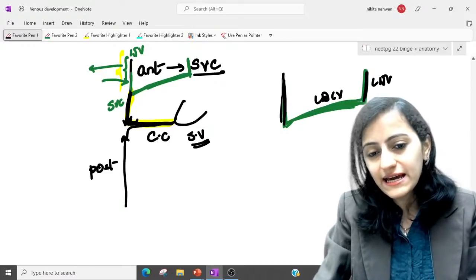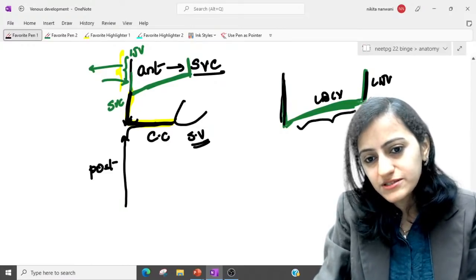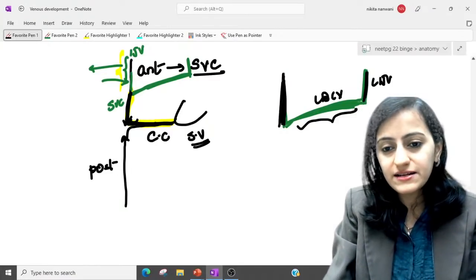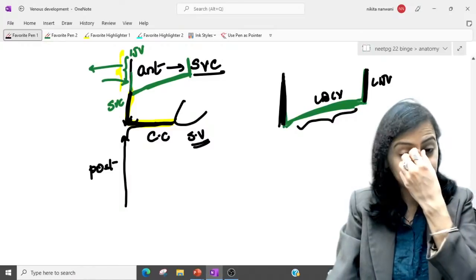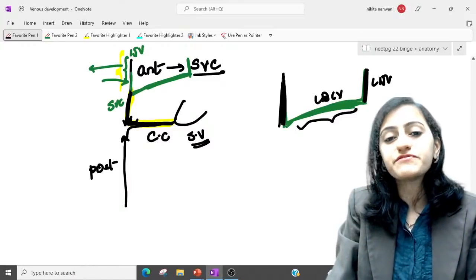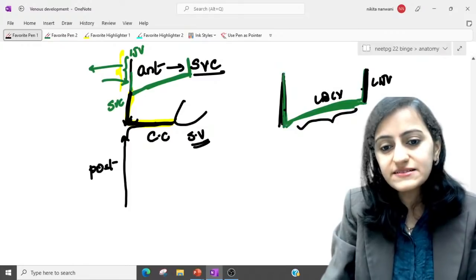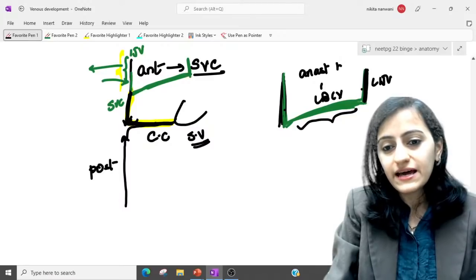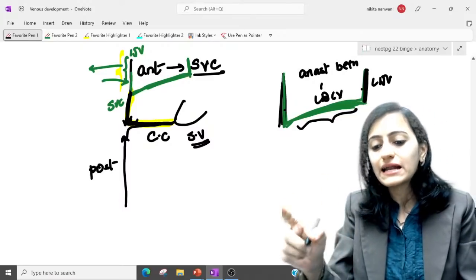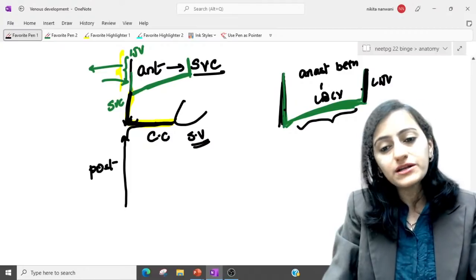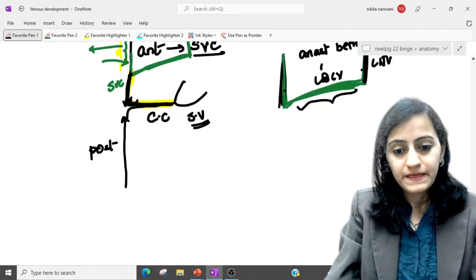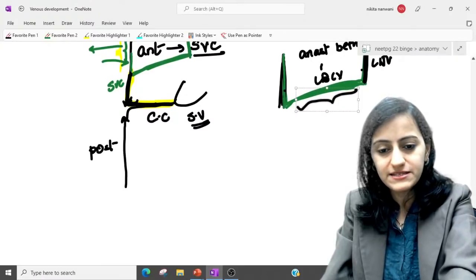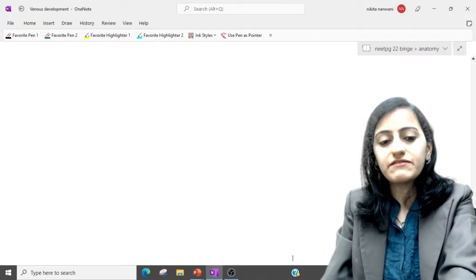So think logically and tell me, the left brachiocephalic vein, from where is it developing? This is the anterior cardinal, right? It is the anastomosis between the two anterior cardinal veins. The anastomosis between the two anterior cardinal veins is what is forming the left brachiocephalic vein. Is this clear with everyone? If you know the anatomy, basically you can derive the development, right?